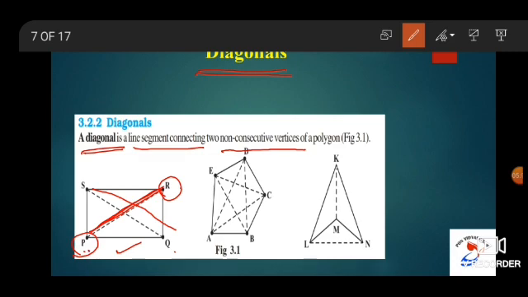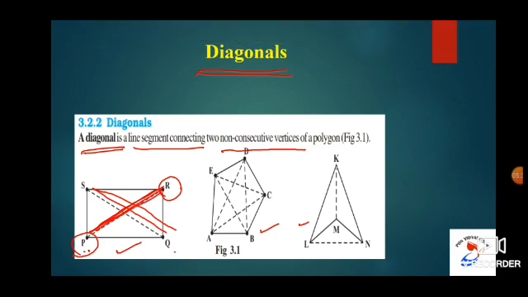So in this figure, PR and QS are called the diagonals. Similarly, you can see this for the other two figures. So to conclude, a diagonal is nothing but the line segment which is connecting two non-consecutive vertices of the polygon.